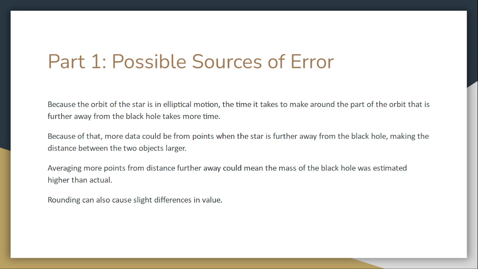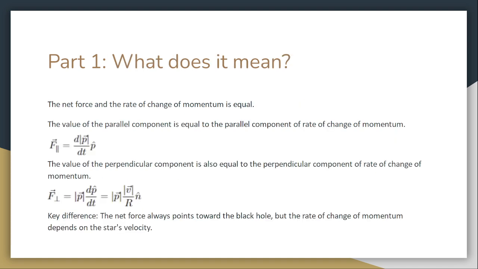Possible sources of error: because the orbit is in elliptical motion, the time it takes to get around the orbit for the points further away takes more time. Because of that, more data points could have been from the further away points, which means averaging those points could mean the mass of the black hole was estimated higher than actual. Also, rounding error could have happened.